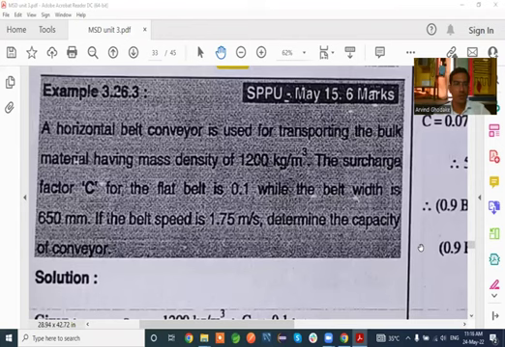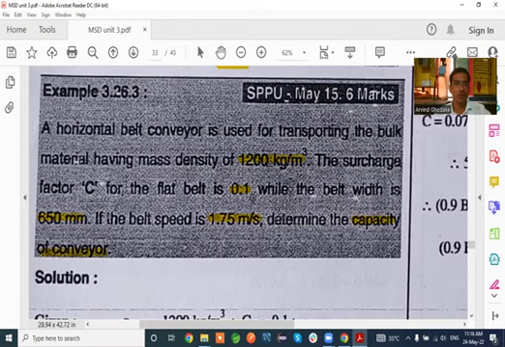Now we will see one more example on a horizontal belt conveyor. So here is the problem statement. A horizontal belt conveyor is used for transporting bulk material having mass density of 1200 kg per meter cube. The surcharge factor C for the flat belt is 0.1, while the belt width is 650 mm. If the belt speed is 1.75 meter per second, determine the capacity of the conveyor. So here our aim is to find out the capacity of the conveyor for the given conditions.